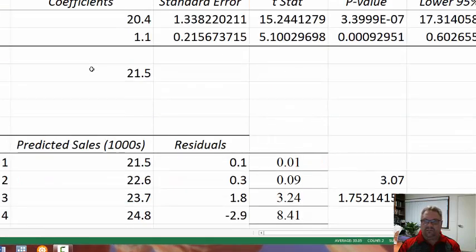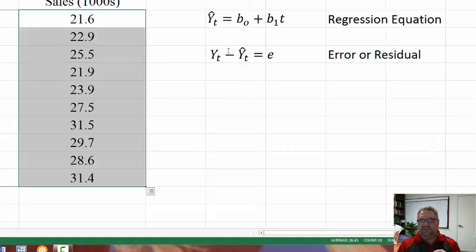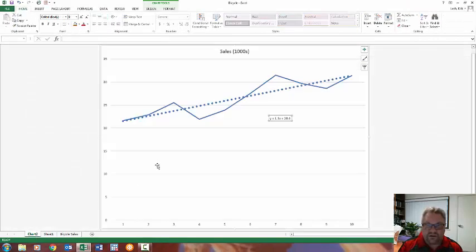So I've got my residual. I didn't want to show you this. The residual is the difference between your actual and your forecast. And so that's this vertical distance here between my actual and my forecast, that would be a residual. Here's another residual, right? Here's a residual. Here's a residual.